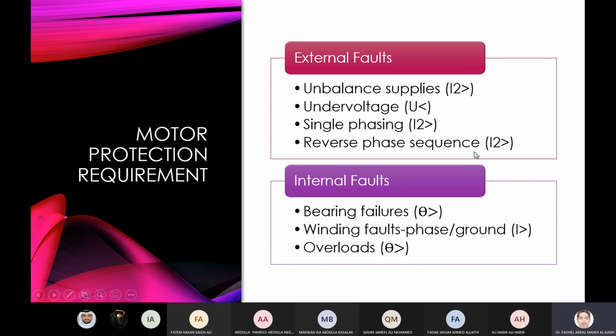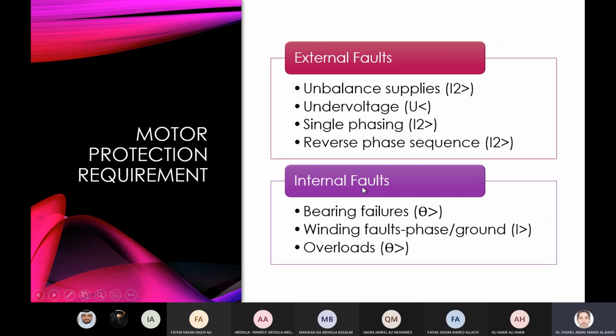Reverse phase sequence: if the supply has two phases reversed, it would change the phase sequence. I can still use the negative sequence current. I can also use the negative sequence voltage to detect the sequence. So I can check the supply, external faults in the supply.